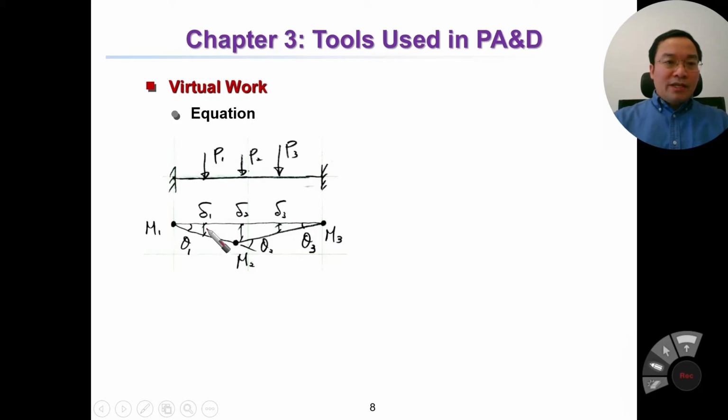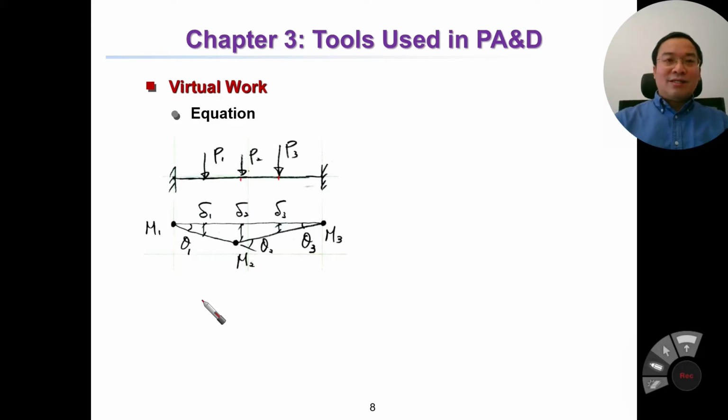Then we assume the deflection at this section is delta 1, and this section is delta 2 at the middle at this point. And the displacement here is delta 3. And we also assume the rotation here, theta 1, and here the rotation is theta 2, and here is theta 3. So we have a different set.